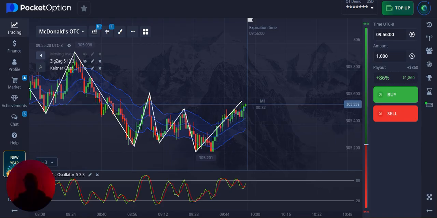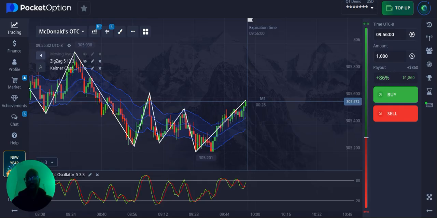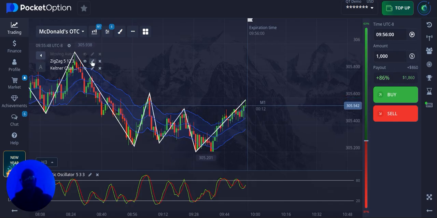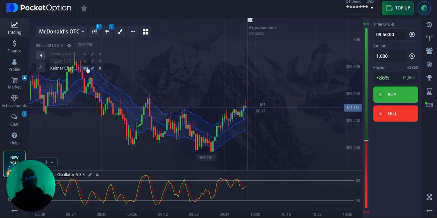Have you ever wondered how traders predict price patterns or price reversals? So we're going to talk briefly today about candlestick patterns and really how to transform your trading game with Pocket Option. So let me clear the screen.